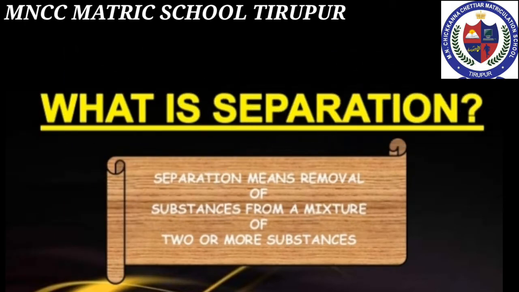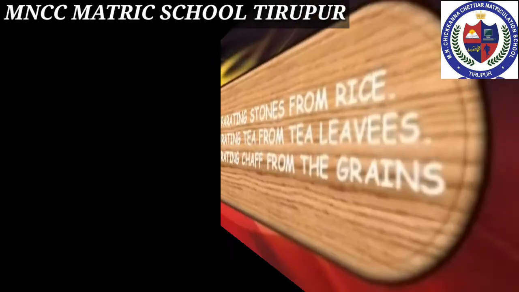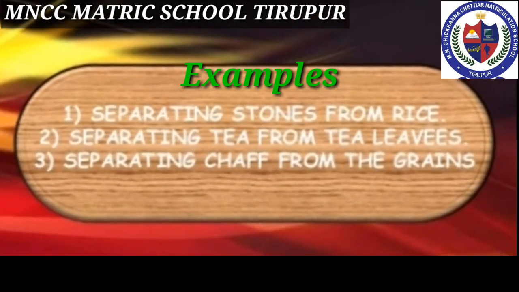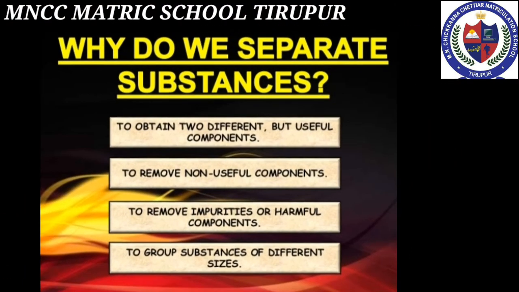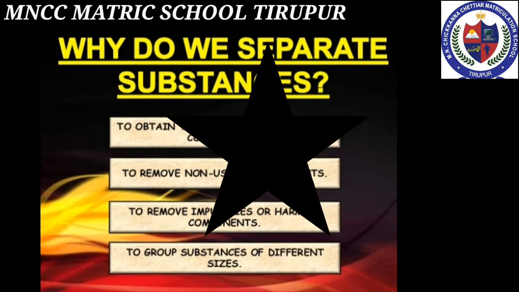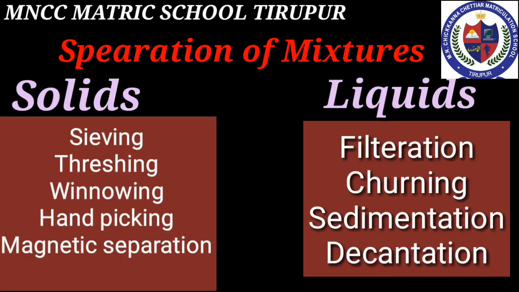Next we are going to discuss separation of mixtures. What is separation? Separation means removal of substances from a mixture of 2 or more substances. Some examples are separating stones from rice, separating tea from tea leaves, separating coffee from the grains. Why do we need to separate substances? To obtain 2 different but useful components, to remove non-useful components, to remove impurities or harmful components, and to group substances of different sizes.